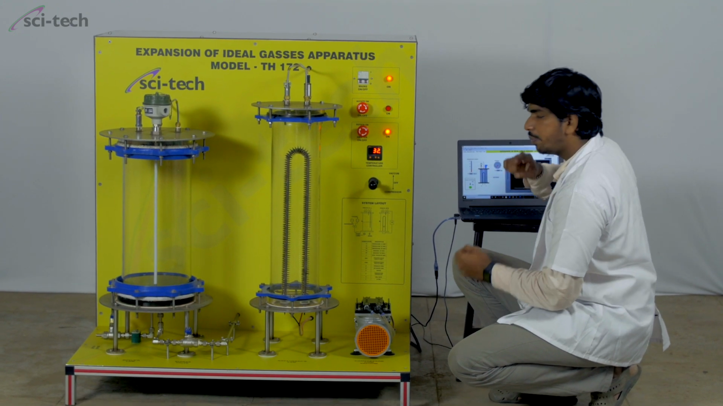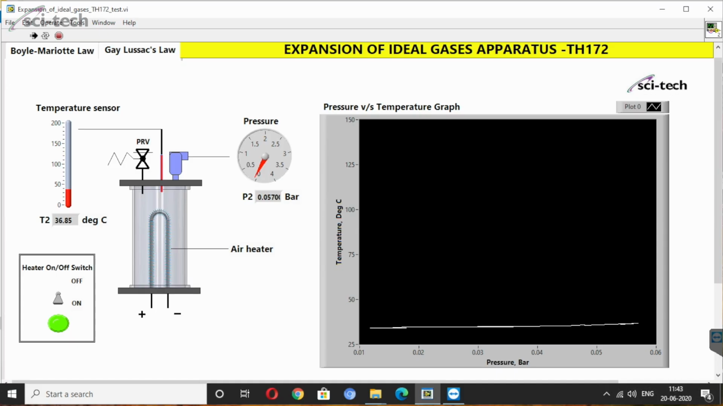The graph will be linear. On the X side we have pressure in bar, on the Y side we have temperature in degrees Celsius. So our graph should always be linear, because whenever the temperature increases, our pressure will also increase. This graph is also collecting the real-time data.